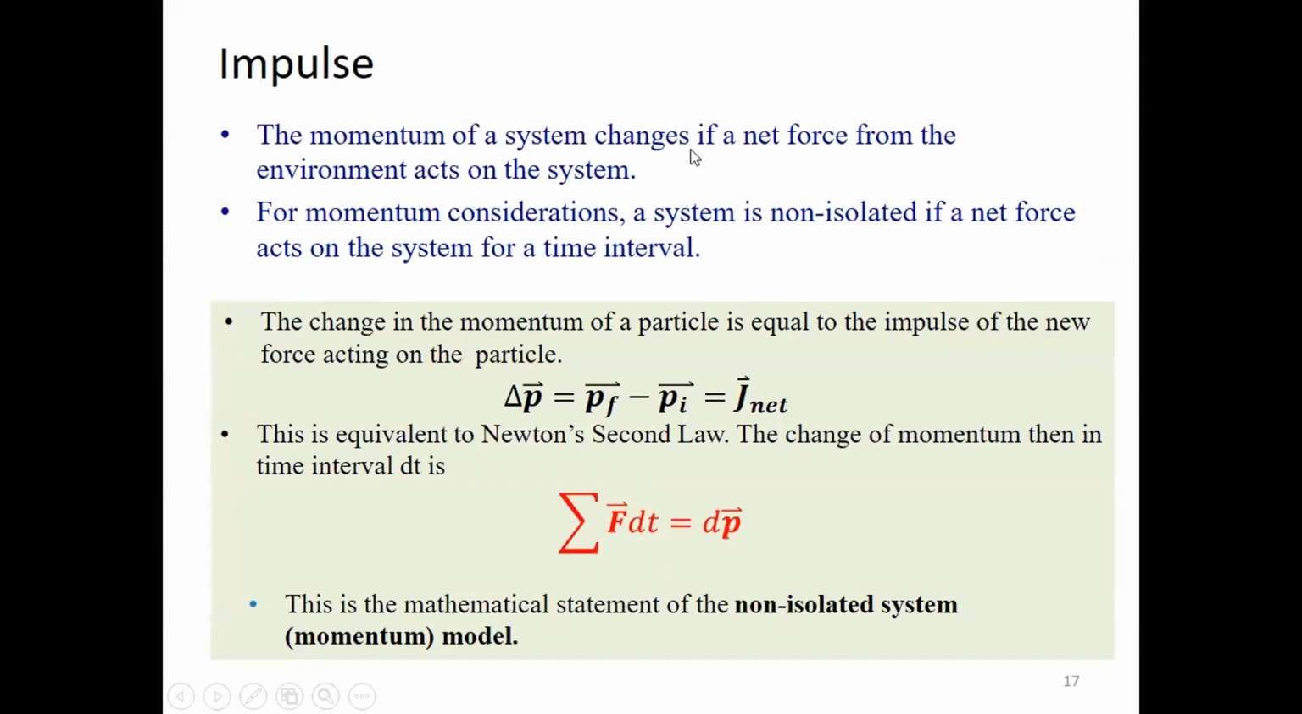The momentum of the system changes when the net force from the environment acts on the system. And for momentum to be considered, a system is non-isolated if net force acts on the system. So the change in momentum of the particle is equal to the impulse of this net force acting on the particle. And it is Pf minus Pi, which is J net, or the net impulse.